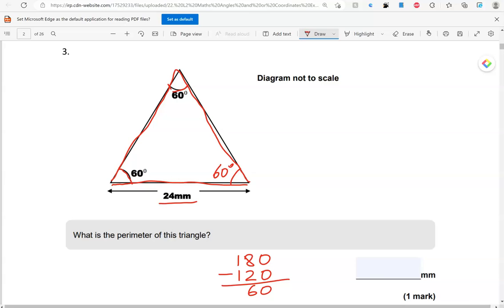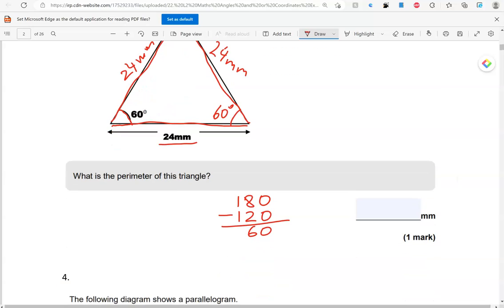So this is an equilateral triangle, which means the angles are equal, but also the sides. So this is also 24 millimeters, and this is 24 millimeters. So what we're going to do is 3 times 24, or 24 add 24 add 24. 3 lots of 4, that is 12, so 2 down, 1 carried over. 3 lots of 2, that is 6, and the 1, that is 7, so 72 millimeters.